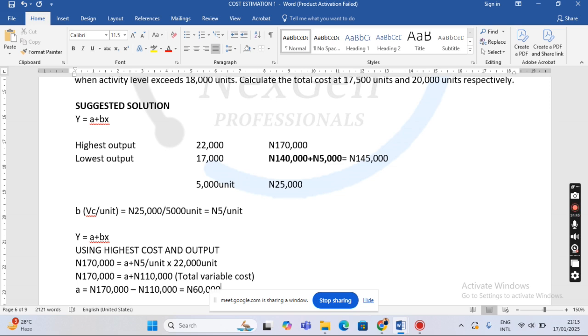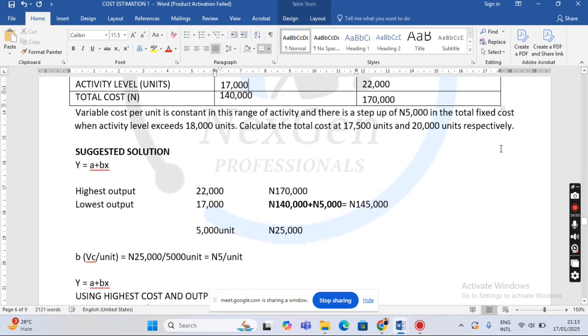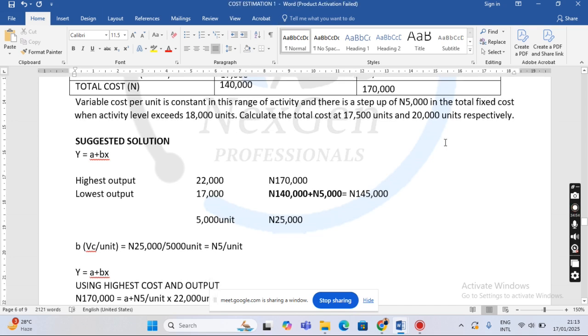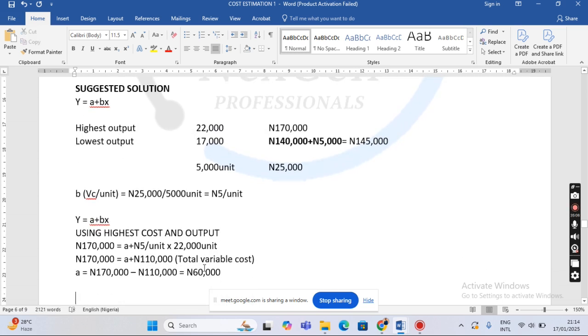You can see now, this your 60,000 naira has included the 5,000 naira inflation of stepped up cost. Some students will not do it like this. They will calculate their variable cost per unit without including the 5,000 naira. Then they will get their fixed cost, and once they get their fixed cost, they will now add the 5,000 naira.